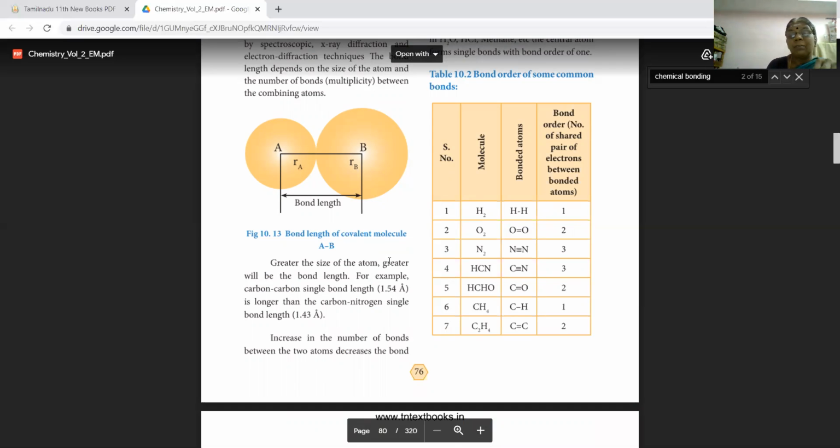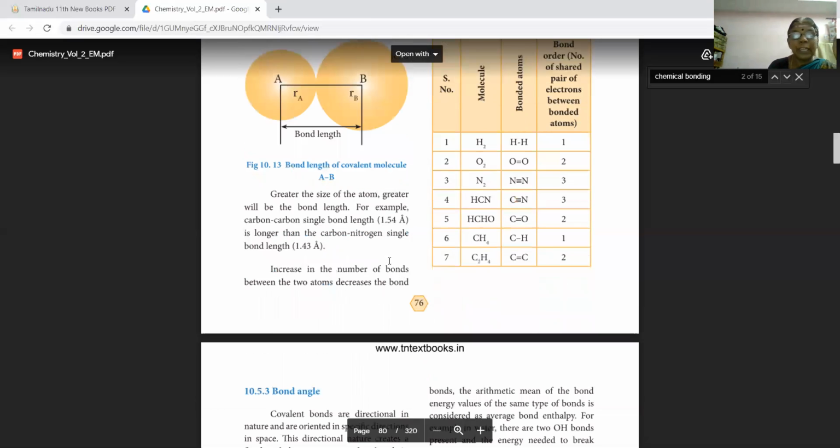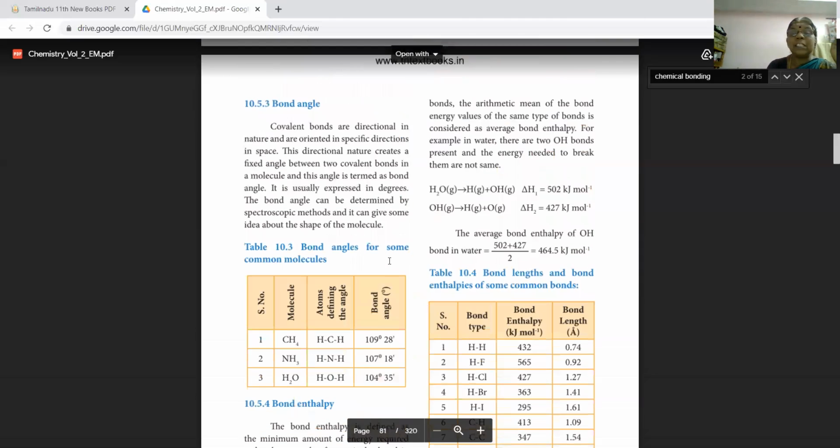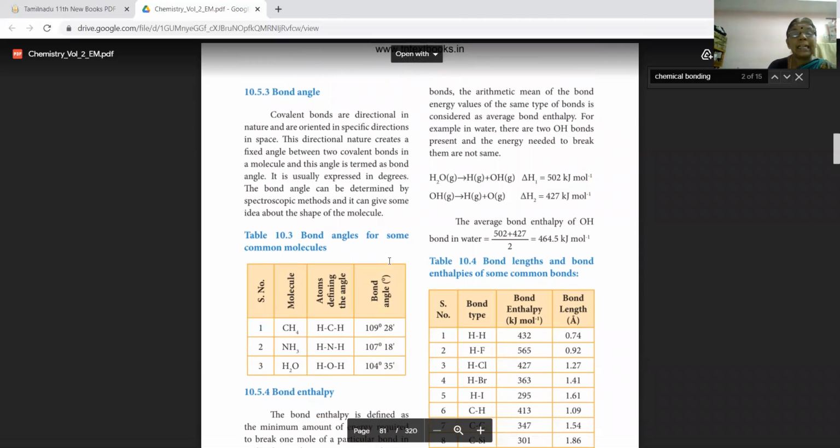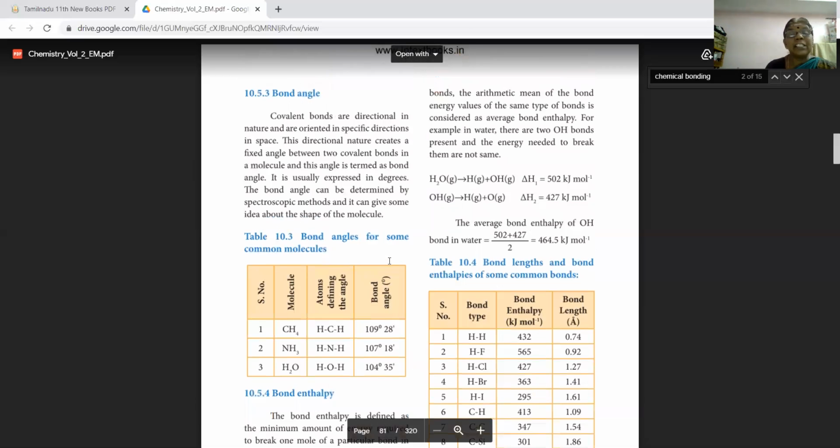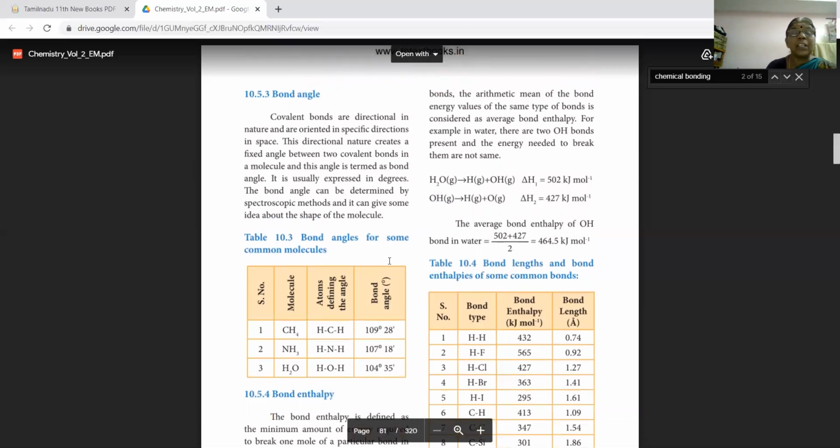Like the same, formaldehyde, methane and ethene are given here. Okay, next we are going to see the next parameter, that is bond angle. Covalent bonds are directional in nature and are oriented in specific directions in space. This directional nature creates a fixed angle between the two covalent bonds in a molecule, and this angle is termed bond angle. It is usually expressed in degrees.